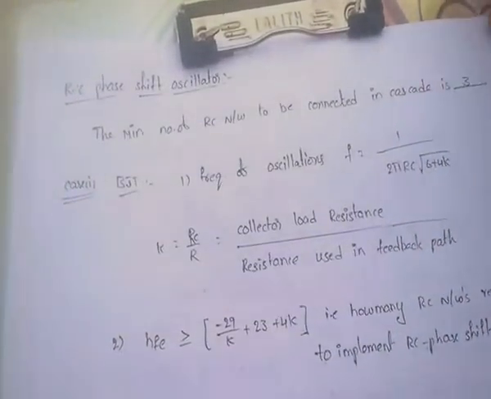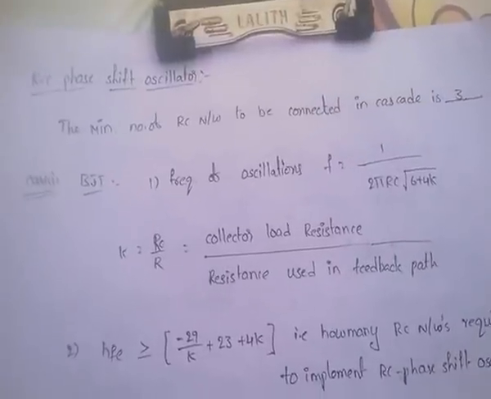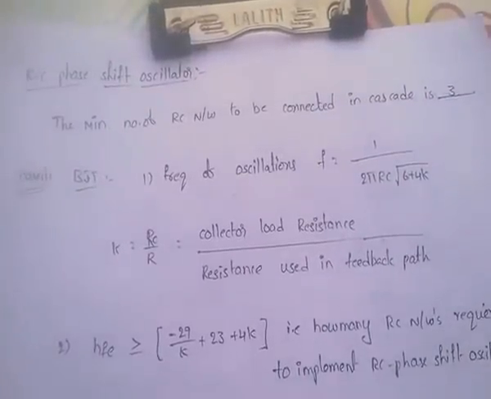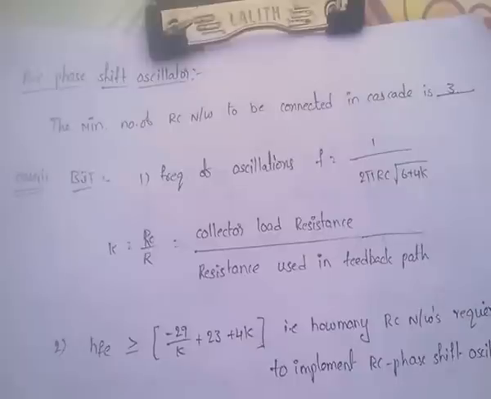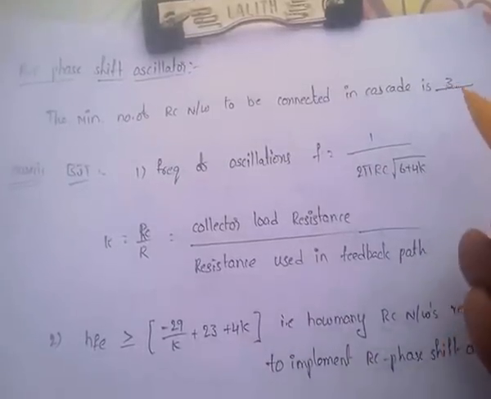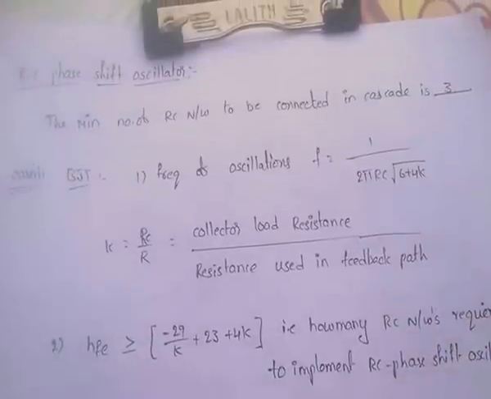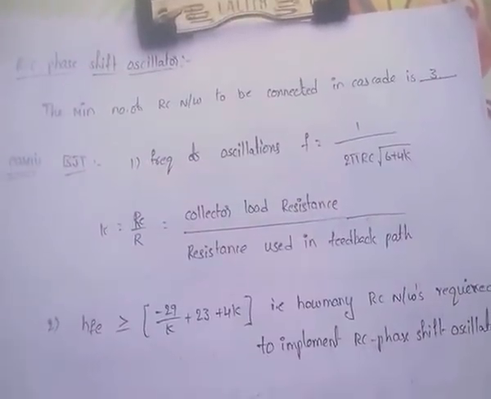Coming to RC phase shift oscillators, very important bit: the minimum number of RC networks to be connected in cascade is 3.